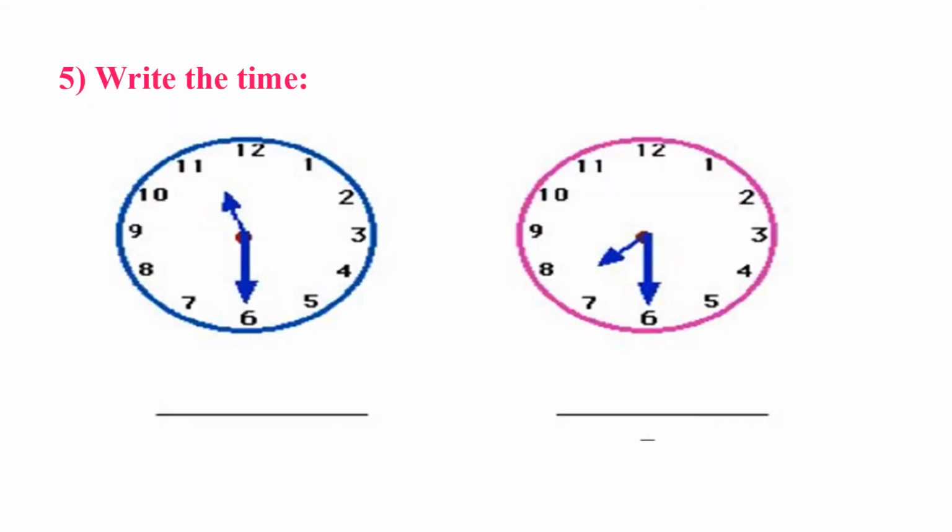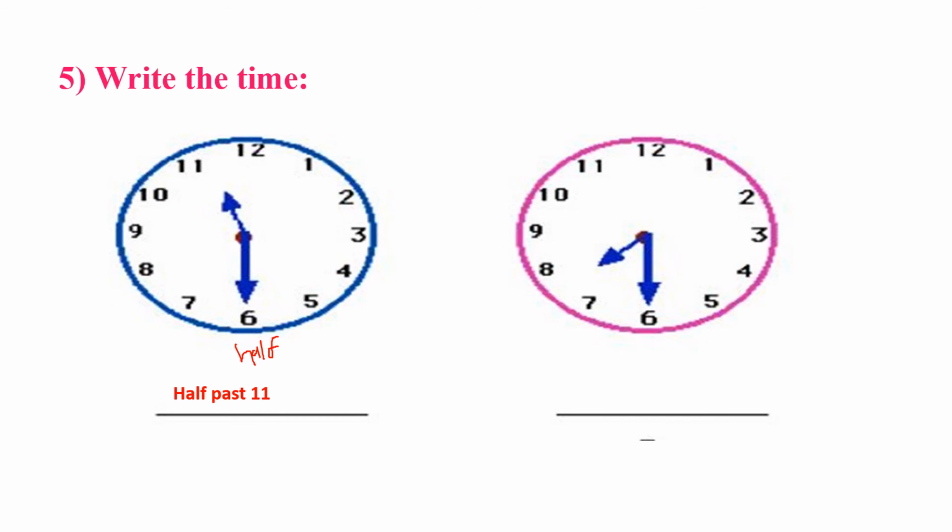Now I want you to write the time. We said before, the long hand represents the minutes: quarter, o'clock, half, right? And the short hand represents the hours. So write the time. The time is 11:30 because the long hand at 6 represents half. And the short hand points to what? To 11. So it's 11:30.